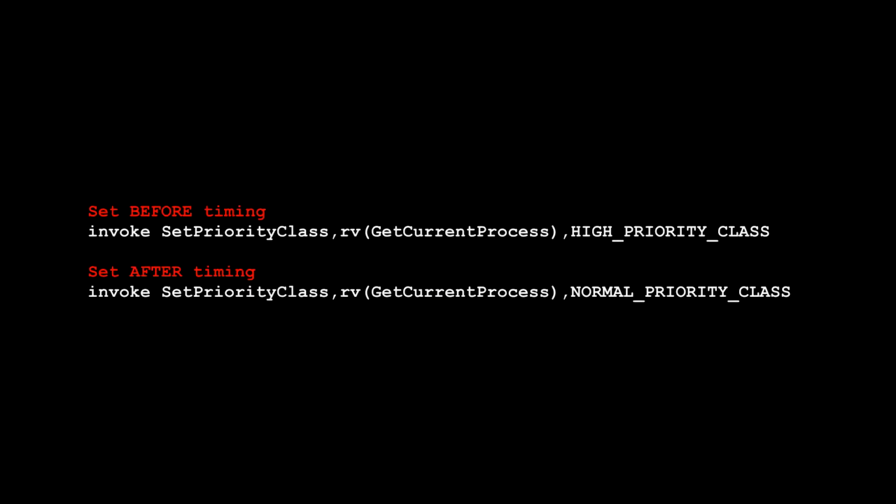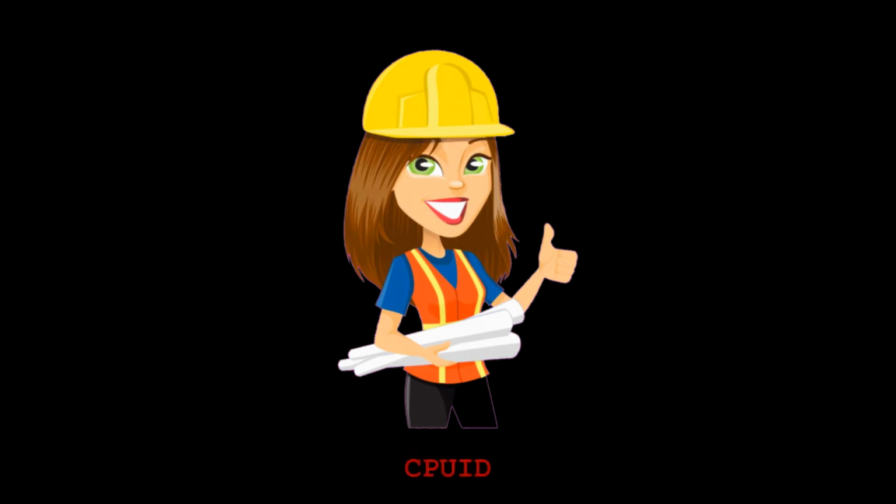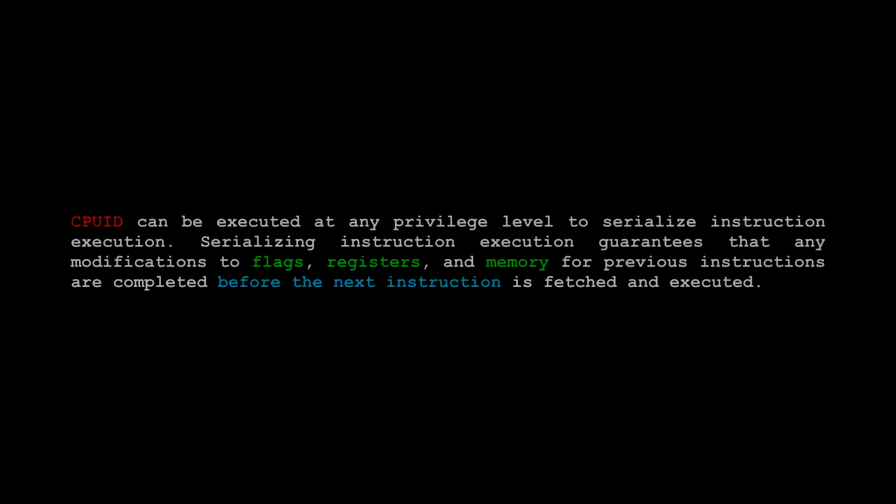Now, to improve the accuracy of the results, setting the priority class higher reduces interference from other running applications. When the timings are finished, you reset the priority class back to normal. This can be further improved by using the instruction CPUID, which is a serialized instruction. From the Intel manual you get the following. CPUID can be executed at any privilege level to serialize instruction execution. Serializing instruction execution guarantees that any modifications to flags, registers, and memory for previous instructions are completed before the next instruction is fetched and executed.